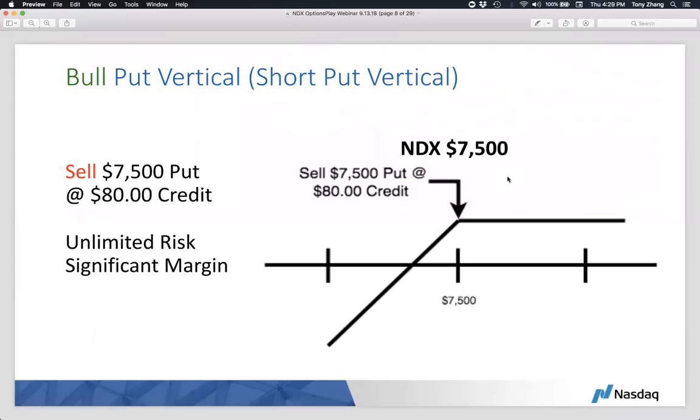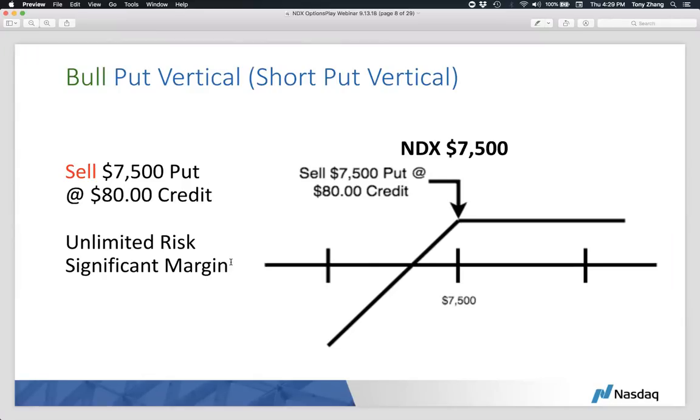For those of you that are familiar with selling puts, you'll know that it's a bullish strategy. However, just selling the outright put has unlimited risk and requires a significant amount of margin to do so. Chances are many of you may not have the margin or want to take on the amount of risk by selling a naked put on an index like this.